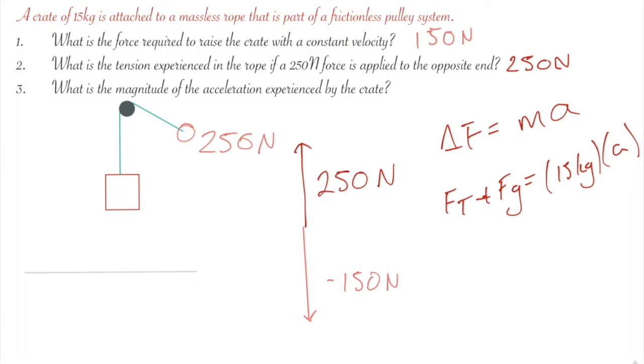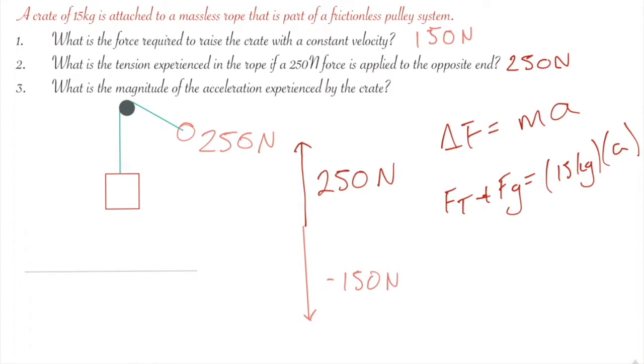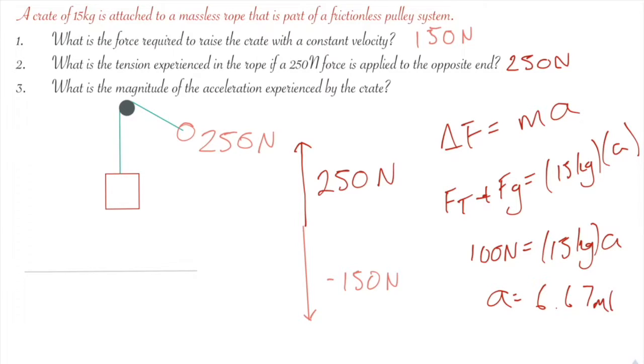And I should really put that as plus. When we do that pretty straightforward math, we get that 100 newtons is the net force now acting upon the 15 kilogram crate. And so we would do 100 newtons divided by 15 to get our acceleration. In doing that, we get that the acceleration is approximately 6.67 meters per second squared.